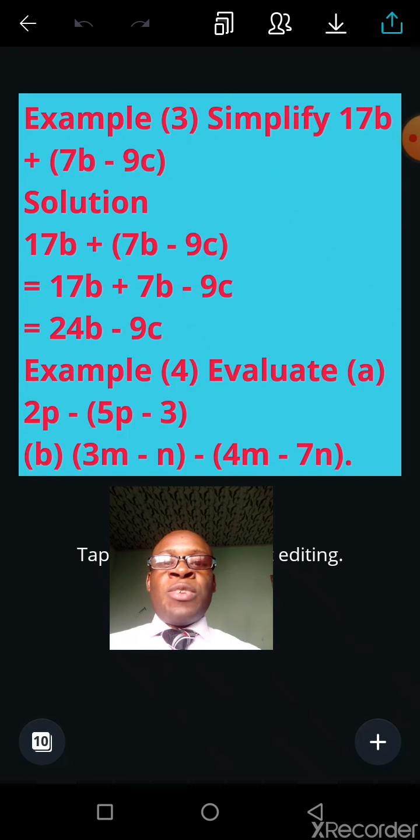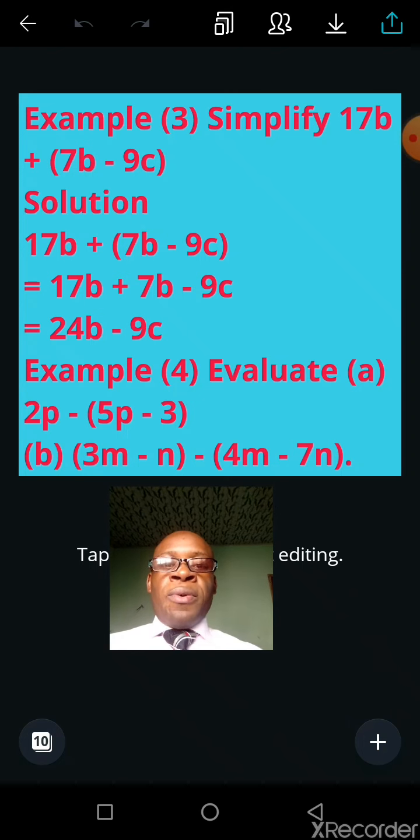because plus times minus gives us minus. You understand? When you put a good egg in a basket or in a plate and put a bad egg, you see that the whole egg will be smelling. That's to tell you that plus times minus is a negative. That's minus. You go to the next line. When you now simplify, you have 24b minus 9c.